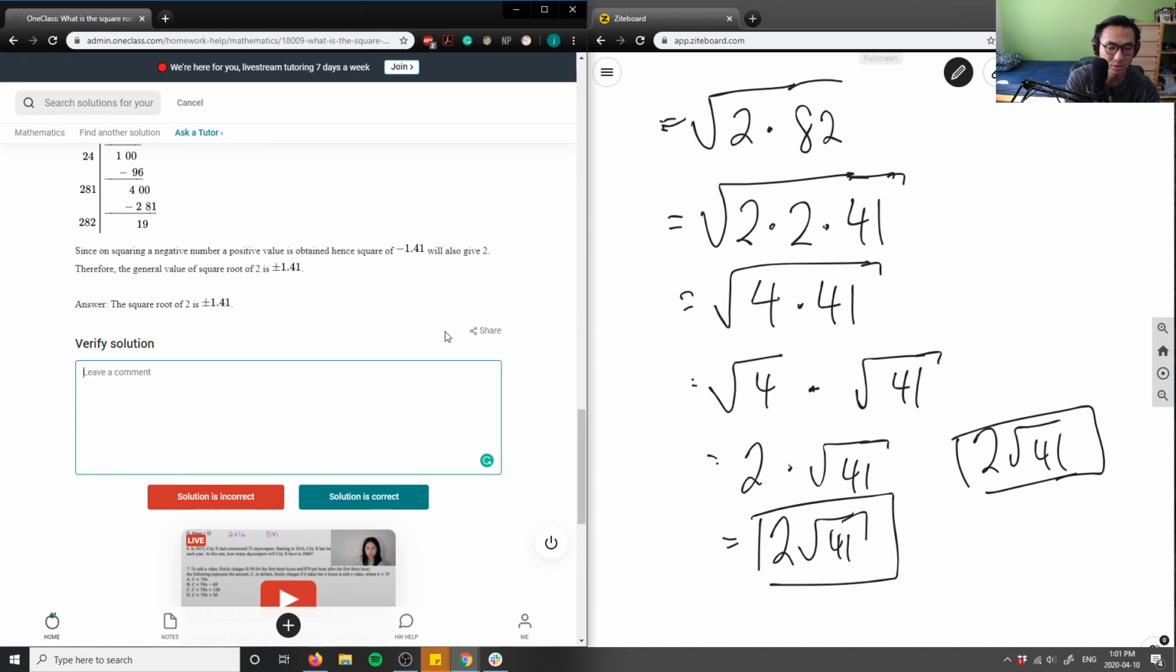So I'm going to say here solution is, and we're actually out of time, so let me finish this. Solution is incorrect because it is not stated in exact value. Answer should have been 2 square root of 41, which would have been the exact value for 12.80, which equals the square root of 164. So that's going to be my answer for this problem.